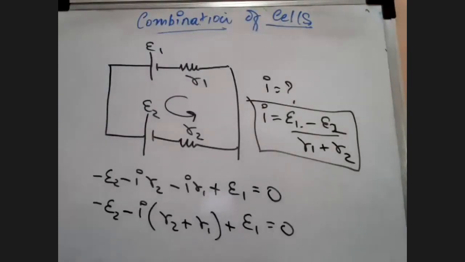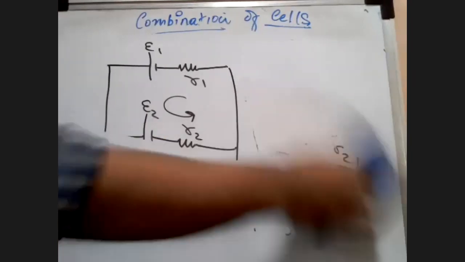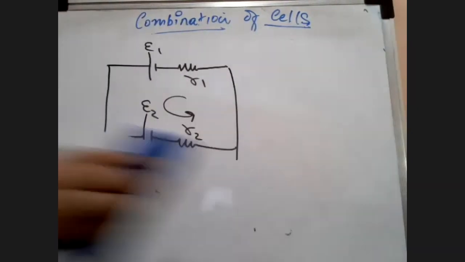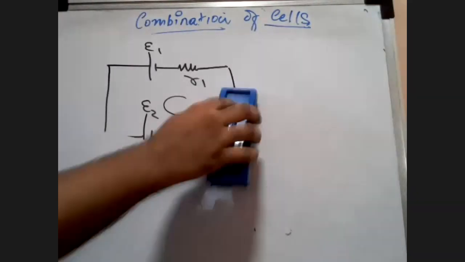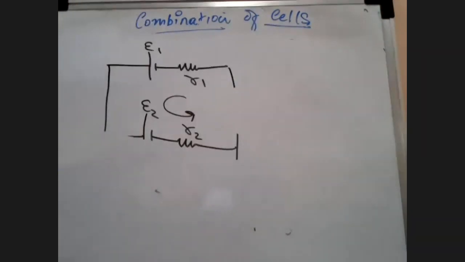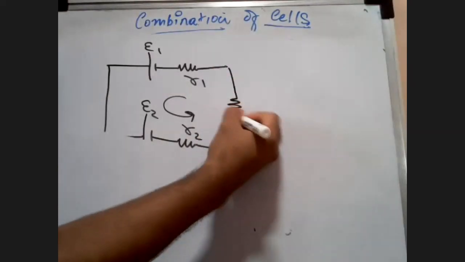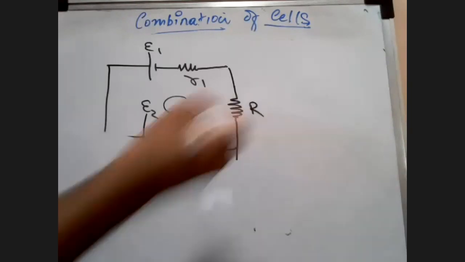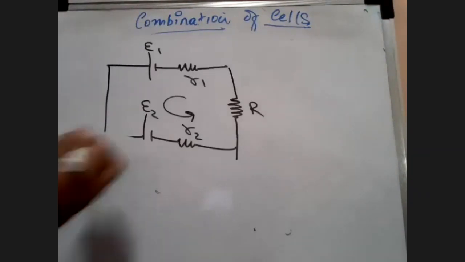Okay, let's ramp it up. Let's go one step further. Let's say I have a resistor over here. So in that case, let's say this is a load resistor. In that case, determine the current through the circuit. Resistance R. So can you tell me what is going to be my equation again?